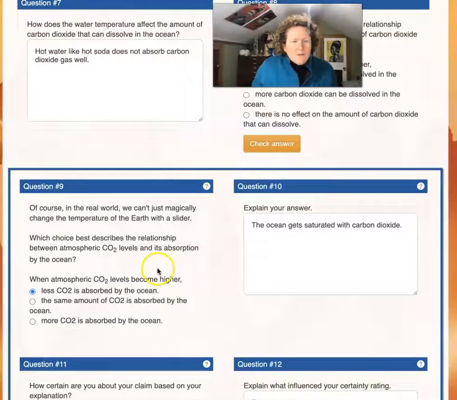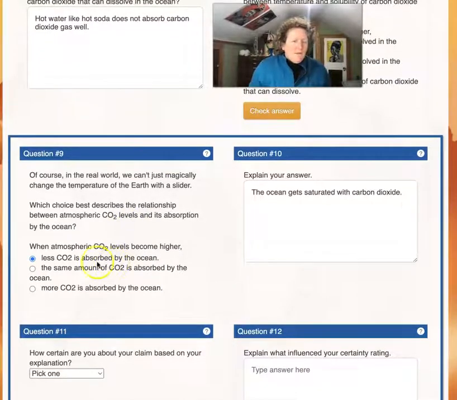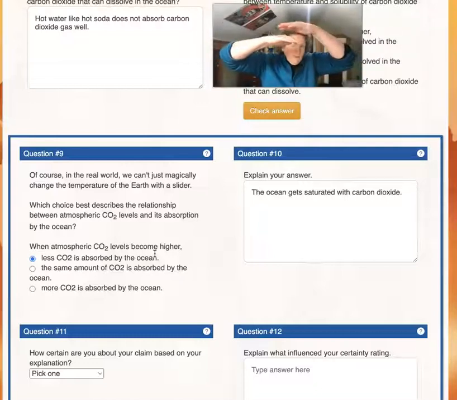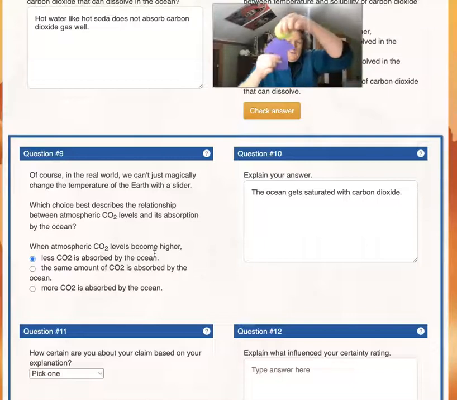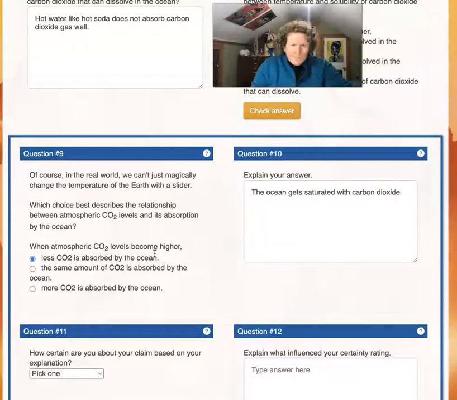Which choice best describes the relationship between the atmospheric CO2 levels and the absorption by the ocean? When the atmospheric CO2 levels become higher, the air temperature becomes higher, because the blanket around the Earth, the atmosphere, is thicker and holds more heat. The carbon dioxide re-radiates more of that infrared heat back to the Earth. So as we add carbon dioxide, we get warmer.